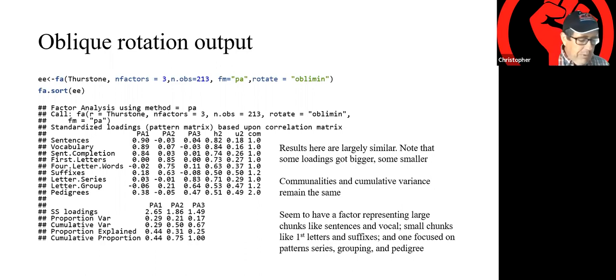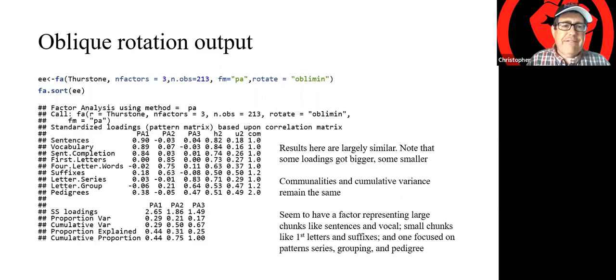We can see oblique rotations also do not change the amount of variance that's explained. They don't change the communality. They just change how stuff parses out onto different factors. We again see basically the same pattern. Sentences, vocabulary, sentence completion load strongly on the first factor. And the first factor doesn't really have another strong one except for maybe pedigree down below.